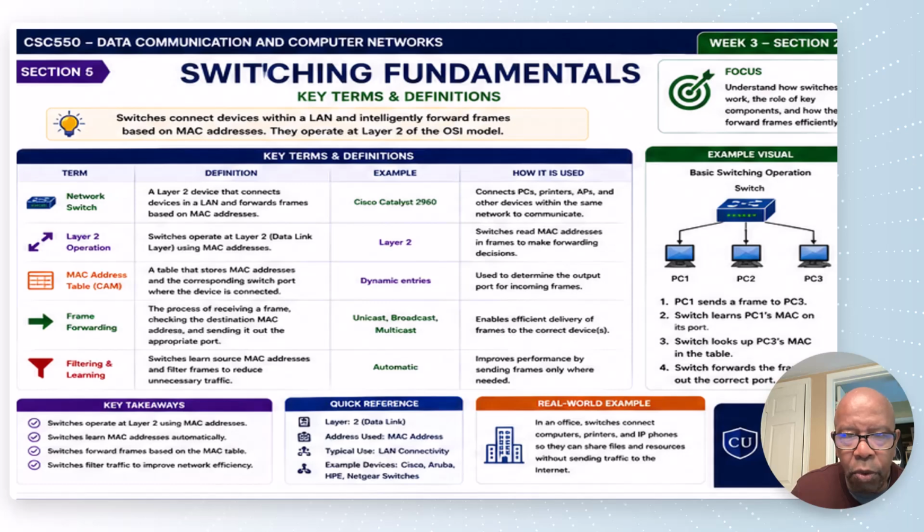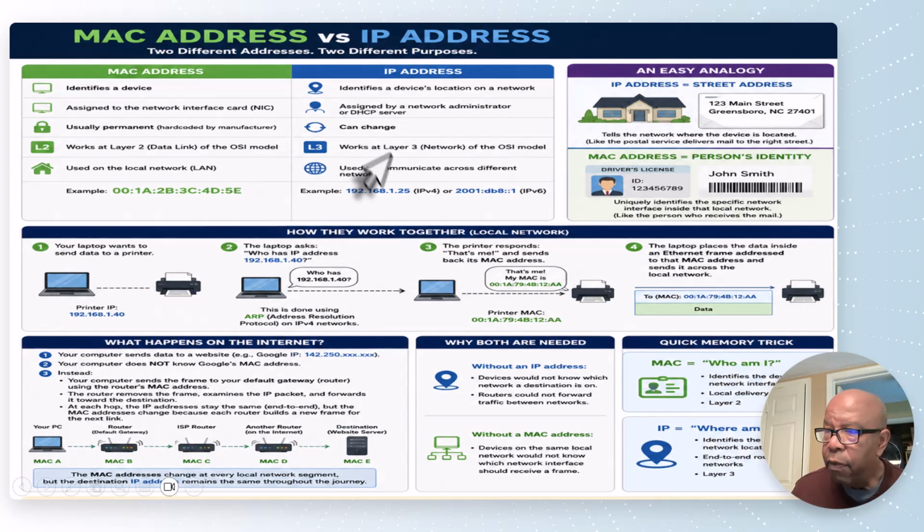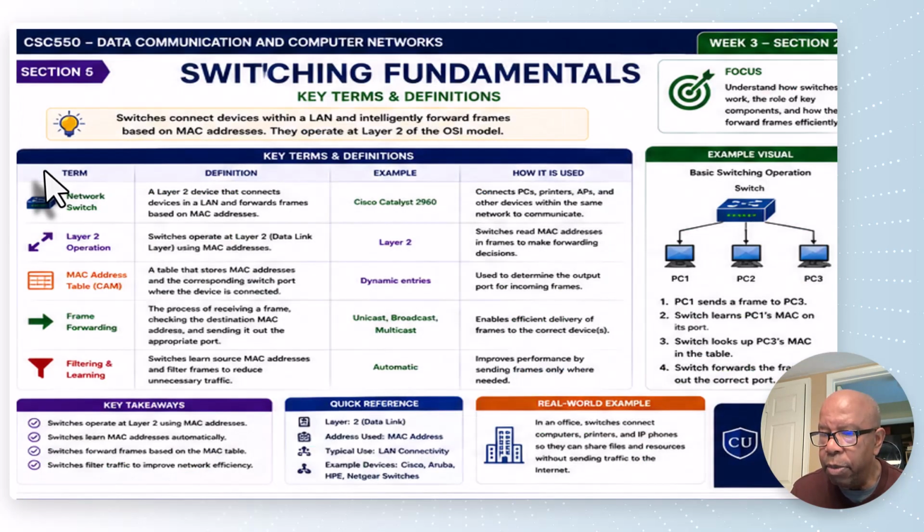Here, I just want to get more pictorial, looking at if we had a switch. If we had a switch here with PC1, PC2, PC3, and PC1 sends a frame to PC3, the switch learns PC1's MAC address and the port, and then the switch looks up PC3's MAC address in the table and sends the packet using that MAC address. So the switch is basically doing that functionality for us.